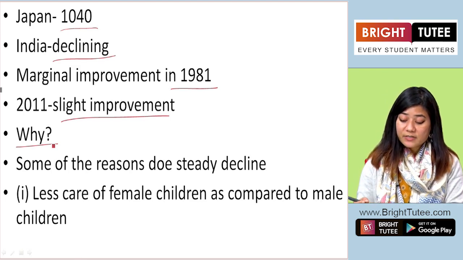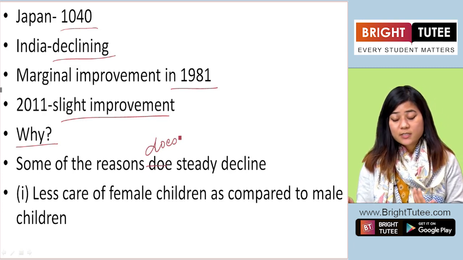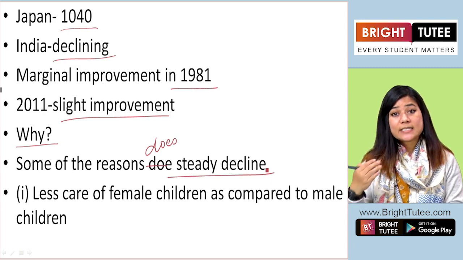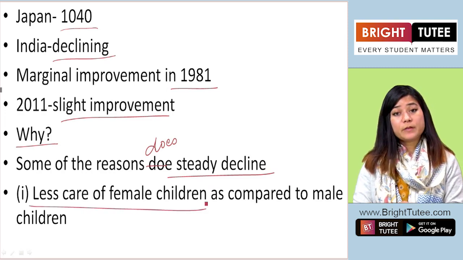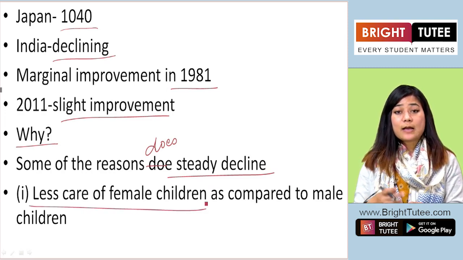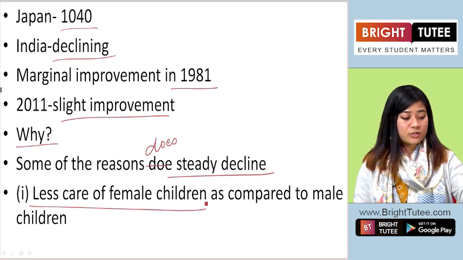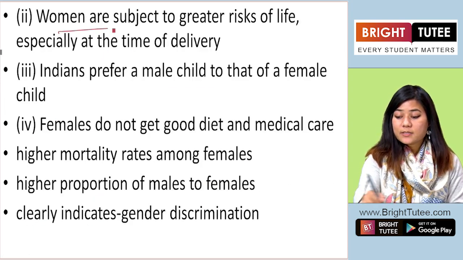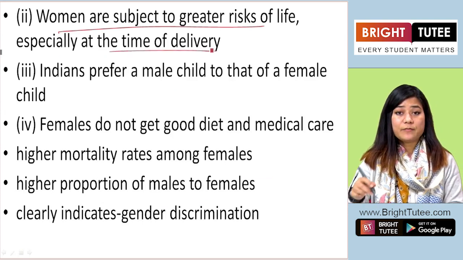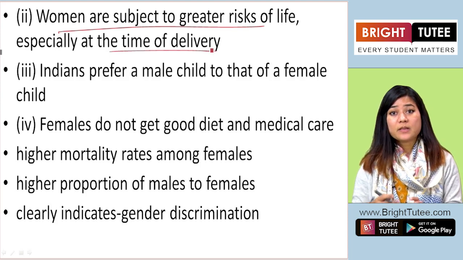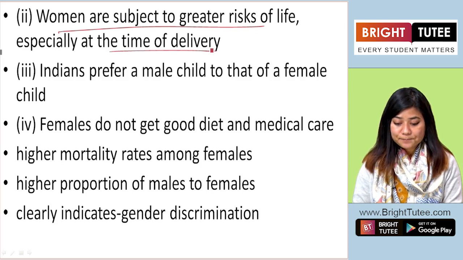Now there are some reasons which give us an understanding of the steady decline in the ratio. Number one is less care of female children. Female children are cared for less, given less support, less love compared to the male children. Second, women are subjected to greater risks of life, especially at the time of delivery. Compared to the men, women are subjected to greater risks of life. Their lives are at greater risk.